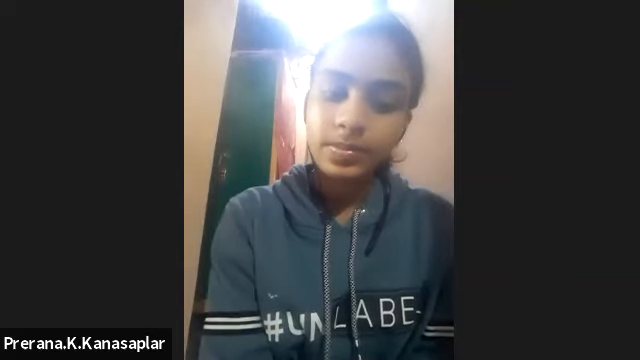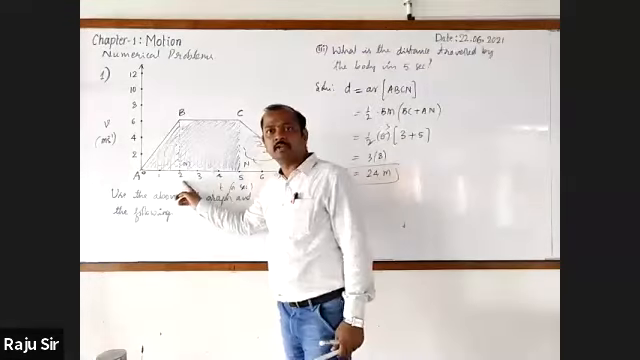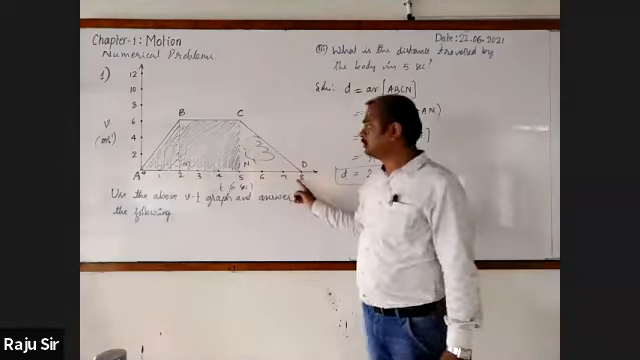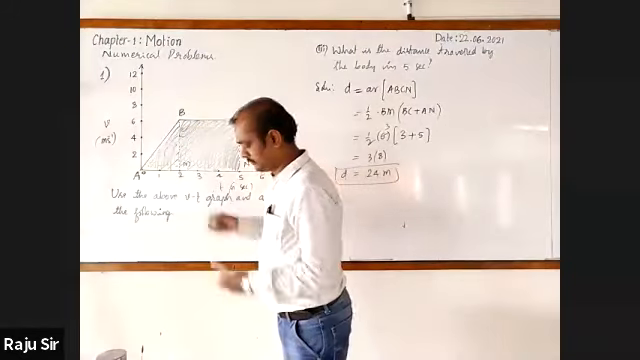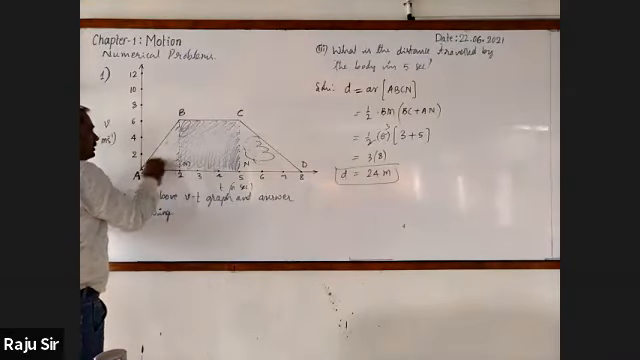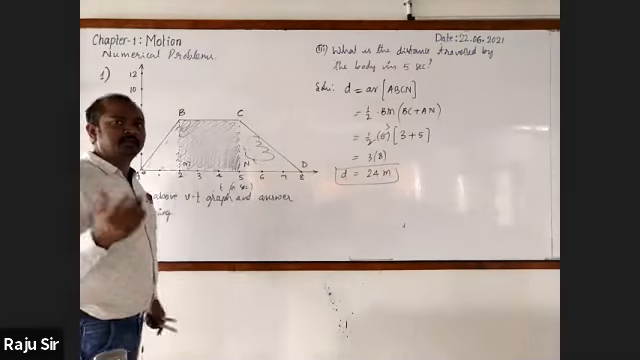In the same way, they may give the question like this also. Don't write, just observe. What is the distance traveled by the body from 2 seconds to 8 seconds? From 2 seconds to 8 seconds, you should consider the trapezium BMCD. BMCD. 27 meters. Very good. 18 plus 9, 27.